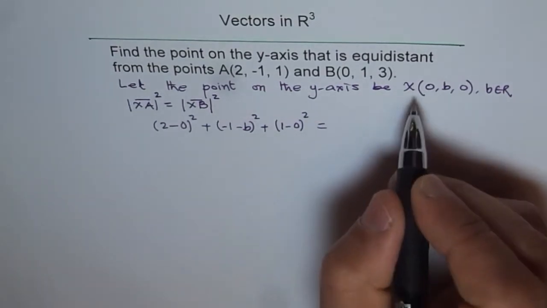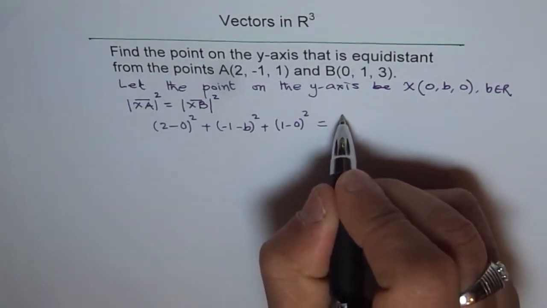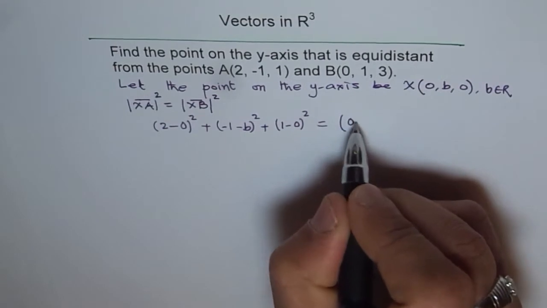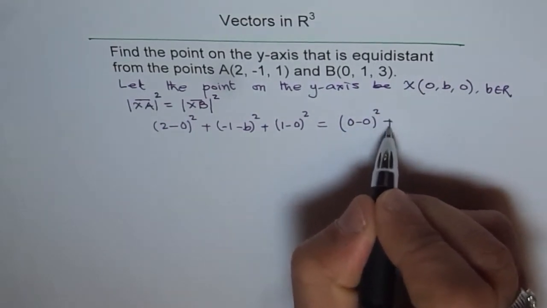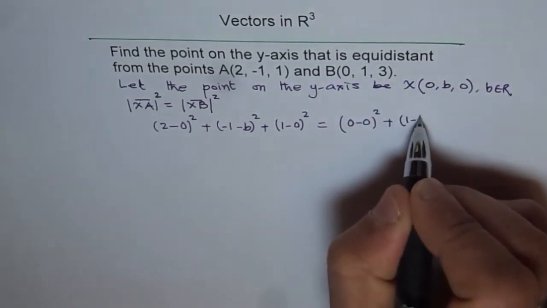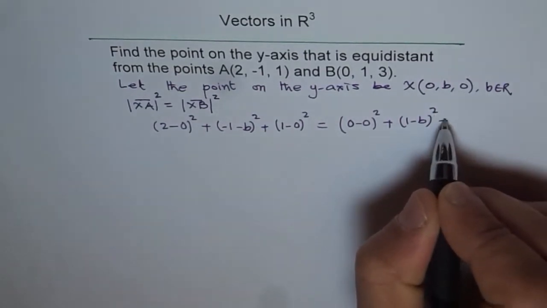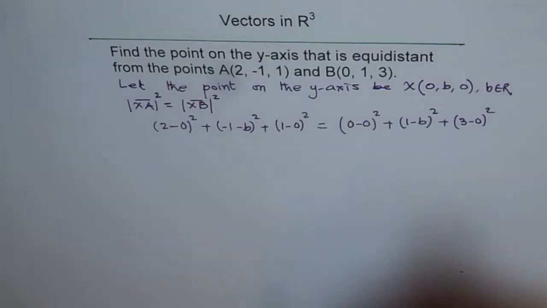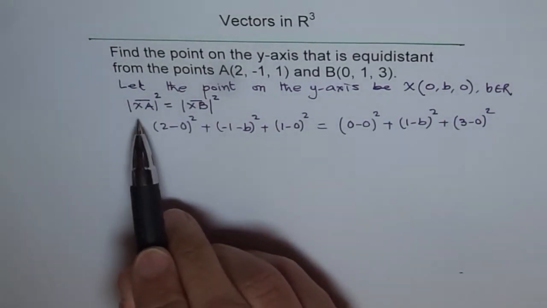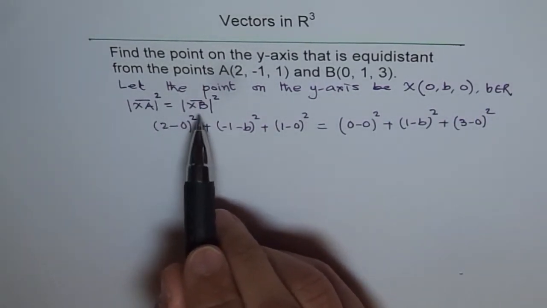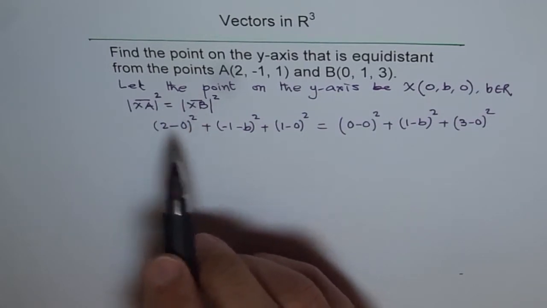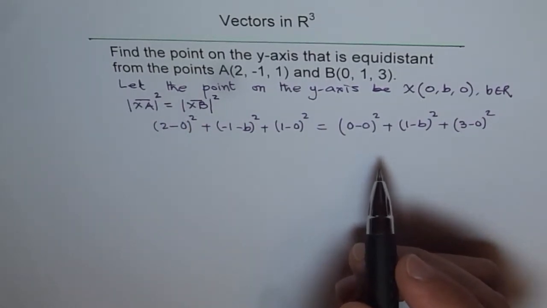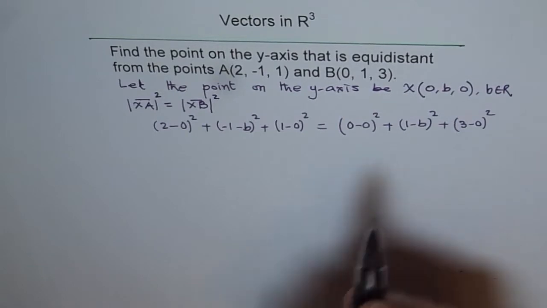Now what is the distance from X to B? That distance is (0 minus 0) whole square plus (1 minus b) whole square plus (3 minus 0) whole square. So that is XA squared equals XB squared. Now let's calculate this and then figure out how much it is.